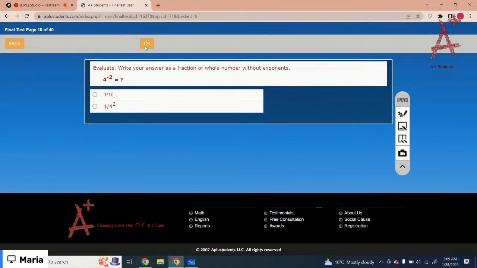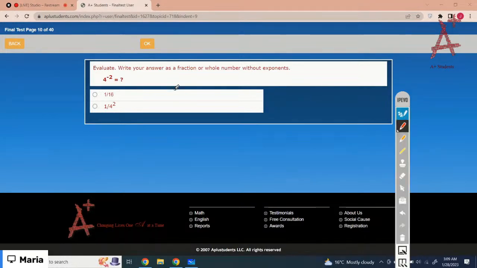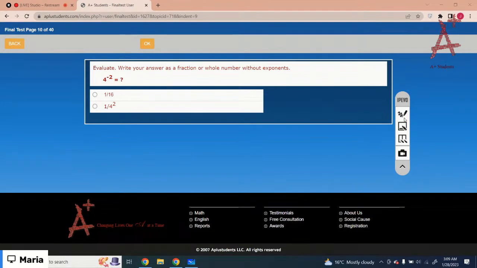Okay, 4 exponent negative 2. Make the exponent positive. It would be 1 over 4 squared. You have to write your answer as a fraction or whole number without exponent, so you have to evaluate the exponent. 4 times 4, it would be 1 over 16. So the correct option is the first one. The second one is not correct because you have to write the answer without exponent. Just select the correct option and then click on the OK button.